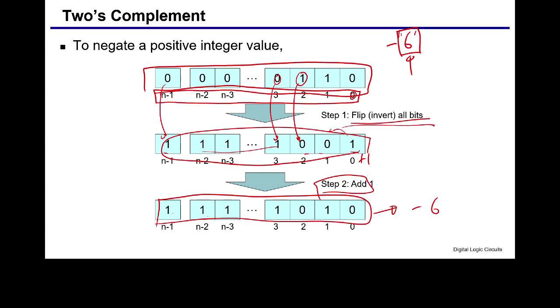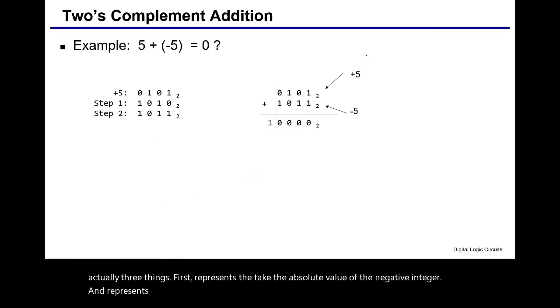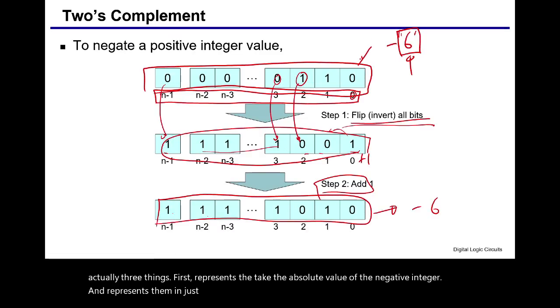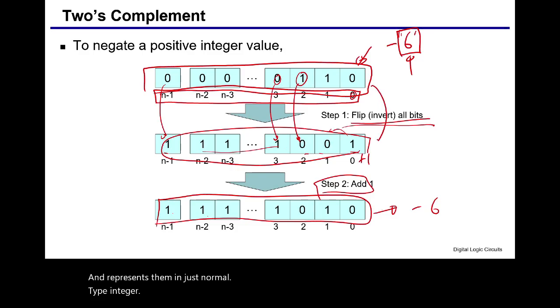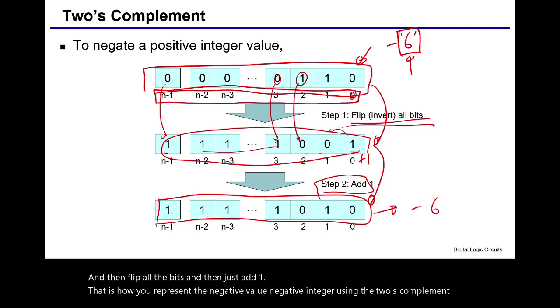So when you are using the two's complement number system, what you have to remember is actually three things. First, take the absolute value of the negative integer and represent it as a normal positive integer. And then flip all the bits and then just add 1. That is how you represent the negative integer using the two's complement number system.